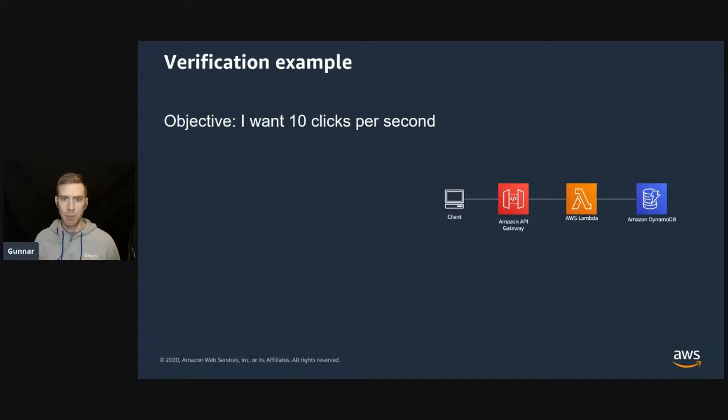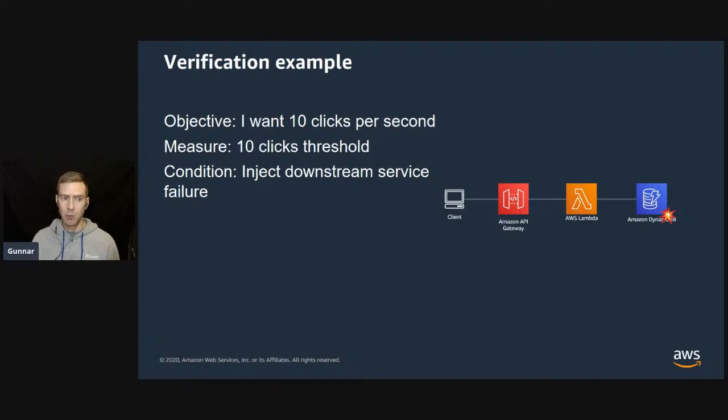I want 10 clicks per second for this web service. So we set up a measure, 10 clicks threshold. We, of course, need to be able to measure our clicks and then set that metric. And in the condition in this case, well, let's inject a downstream service error into our application. And that might be on each invocation. It might be on just parts of the invocations, and then to test how our application behaves. And in this case, perhaps more importantly, see the user behavior based on that condition that we add.